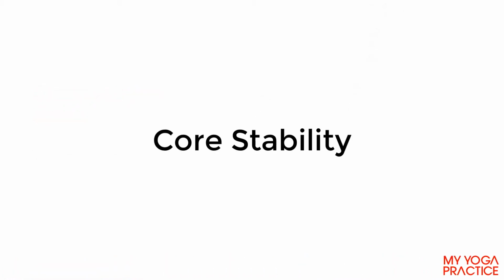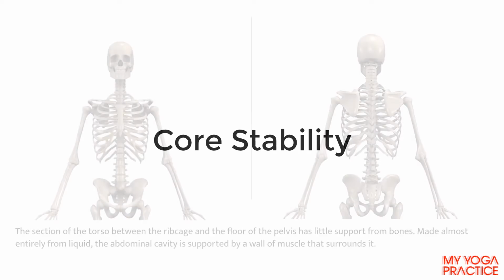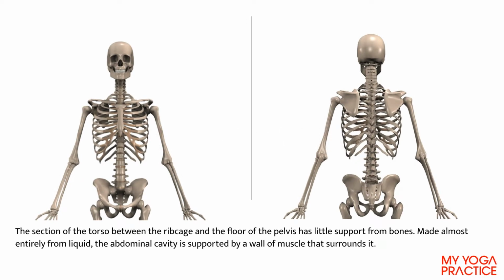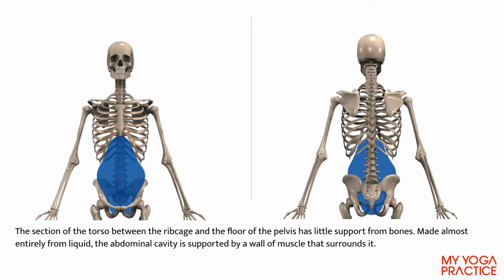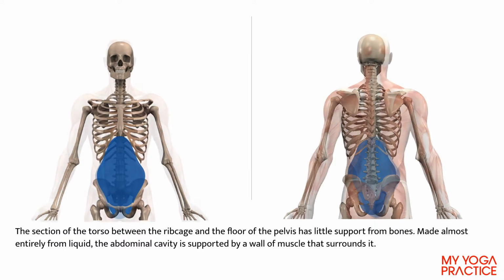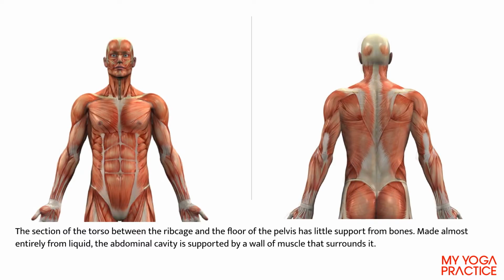We stabilize the spine, particularly the lumbar spine, that is the part between the ribs and the pelvis, with a complex muscle process that we refer to simply as core stability. The section of the torso between the rib cage and the floor of the pelvis has little support from bones. It's different from other parts of the body. Made almost entirely from liquid, which is a highly unstable substance, the abdominal cavity is supported by a wall of muscle that surrounds it.